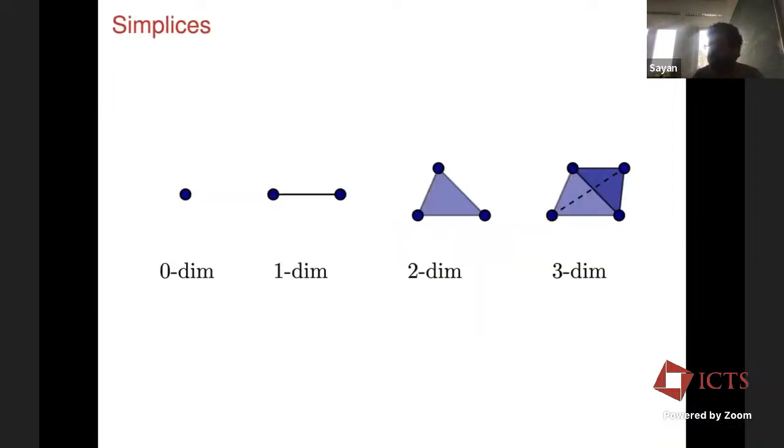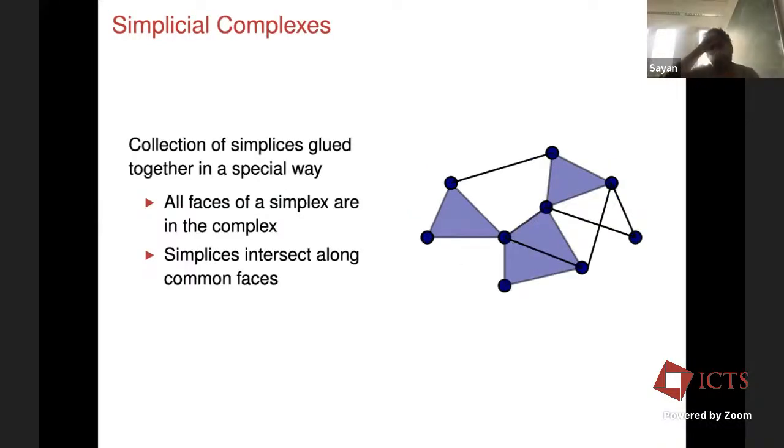And so this, if you want to think about it mathematically, gives you a collection of simplices. So you have points, you have edges, you have faces, and you have tetrahedra, because we don't go beyond 3D. So a simplicial complex is a collection of simplices, with the conditions that all the faces of a simplex are in the complex, and simplices intersect along common faces.